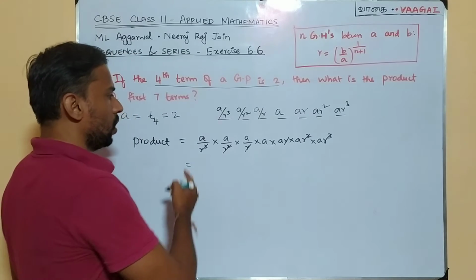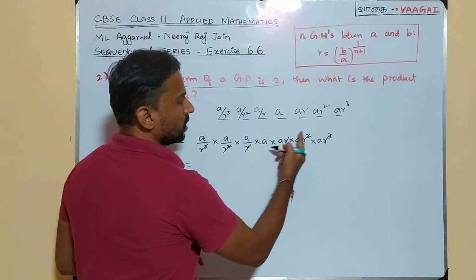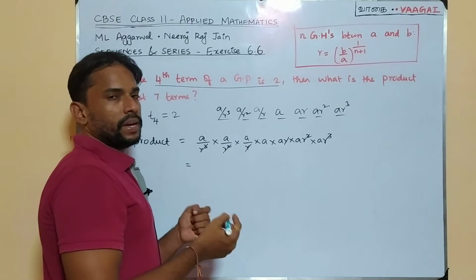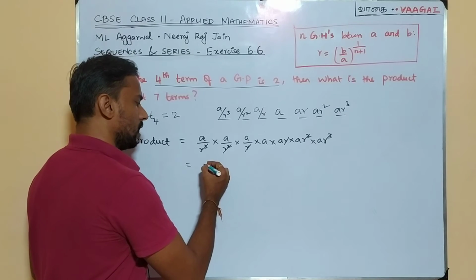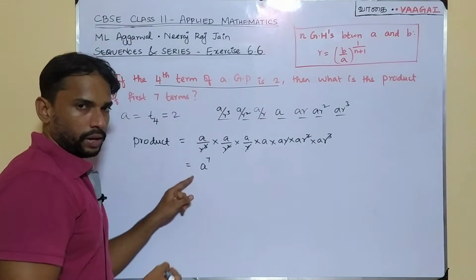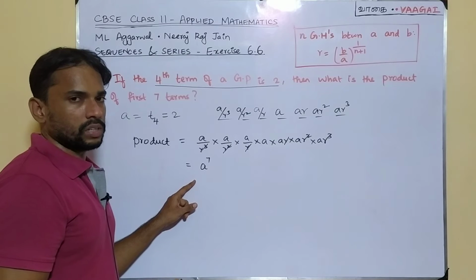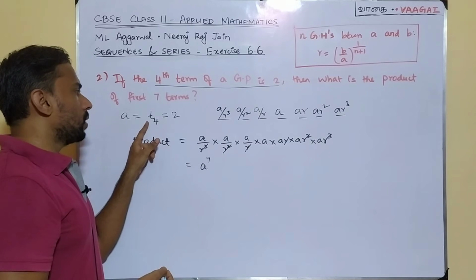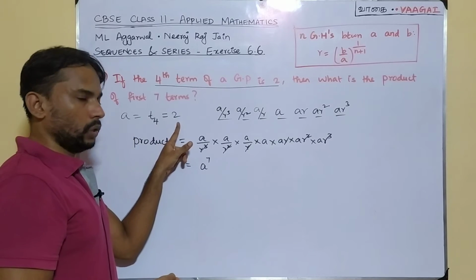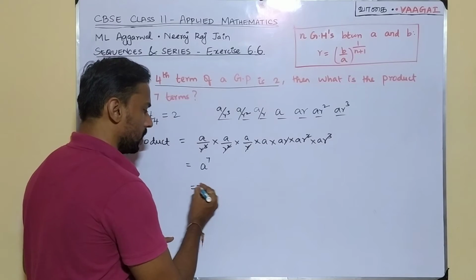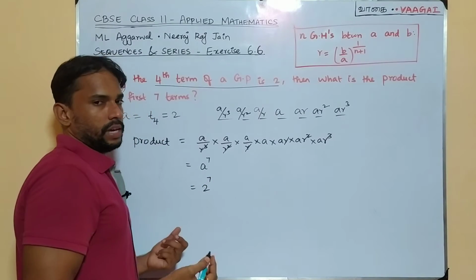Now you are only left with a terms. See how many a's there are: 1, 2, 3, 4, 5, 6, 7. That is, a is multiplied by itself 7 times, so a power 7 is going to be the product. And we very well know the value of a. As per our assumption, it is the 4th term, which is 2. So our answer will be 2 power 7.